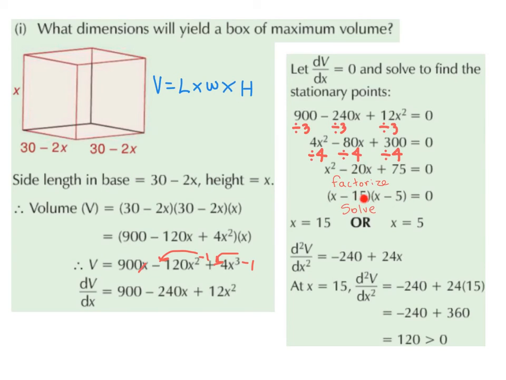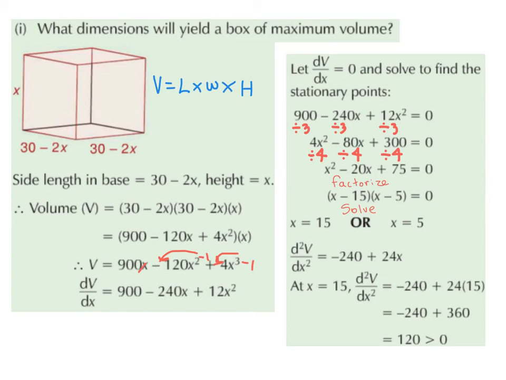I'm going to let each of them equal 0, so x minus 15 equals 0, so x is equal to positive 15, and x minus 5 is equal to 0, so x is equal to positive 5. I now have solved my equation, and I have x values of 15 and 5. Alternatively, to solve a quadratic, I could have used the quadratic formula or the minus b formula.